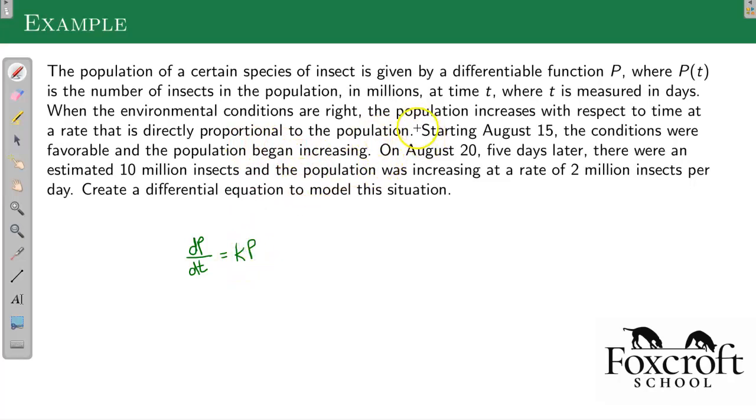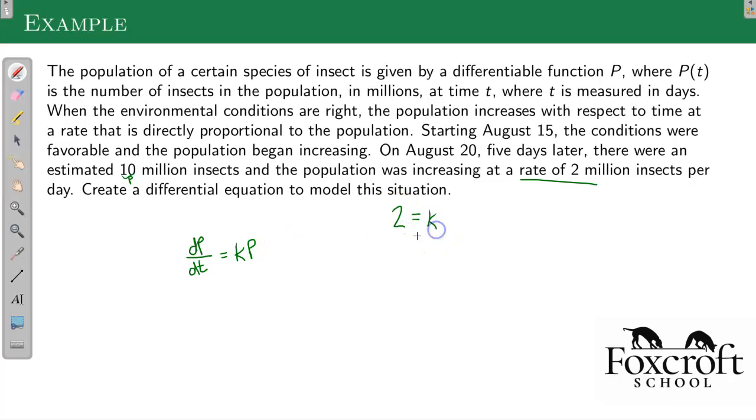And then there's some extra information here. Starting on August 15th, the conditions were favorable and the population began increasing. On August 20th, 5 days later, there were an estimated 10 million insects, that's P, and the population was increasing at a rate of 2 million insects per day. So this rate, 2 million insects per day, is the rate of change of the population.